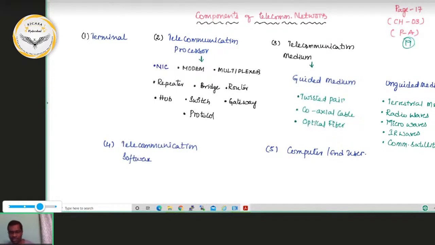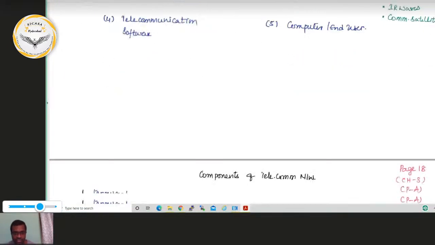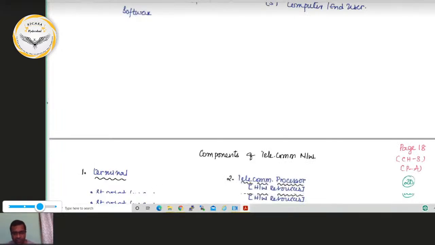So we have a small topic called protocols. So what do you mean by protocol? Protocol is nothing but the softwares. Protocols are nothing but softwares which provide a variety of actions. Also, one more definition is it consists of a set of rules which are agreed by both the sender and receiver.